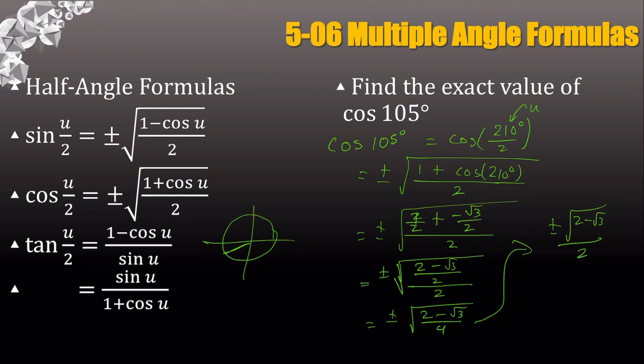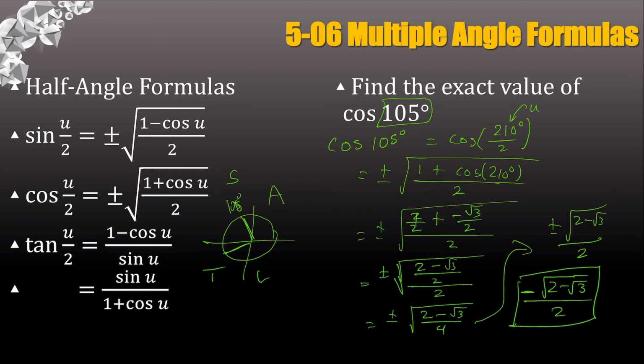Now, is it a plus or a minus? Well, look at the 105. That is in quadrant 2. 105 is approximately there. And it's all students take classes. So that's quadrant 2. Sine's positive means cosine is negative. So we want the negative answer. And that's our exact answer of cosine of 105 degrees.